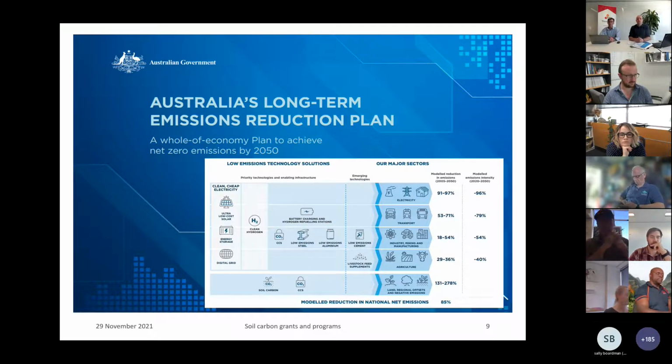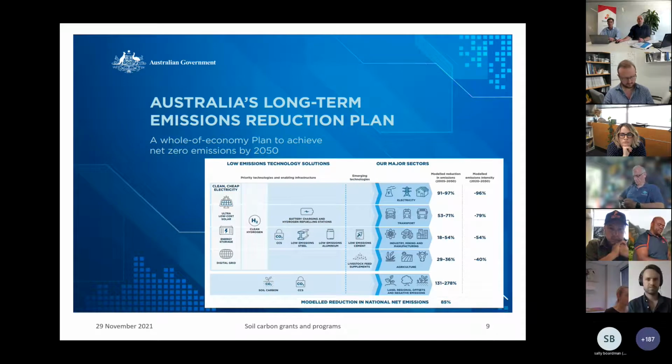The government's recently released its long-term emissions reduction plan. So that was a whole of economy plan to achieve net zero emissions by 2050, which again, I'm sure you're all aware of. And it emphasised the importance of soil carbon sequestration in reaching net zero. And modelling for the plan underscored the substantial opportunities for farmers to voluntarily invest in soil carbon projects on their land. And this can provide landholders with additional revenue streams by generating offsets through planting, soil carbon, other management practices as well.